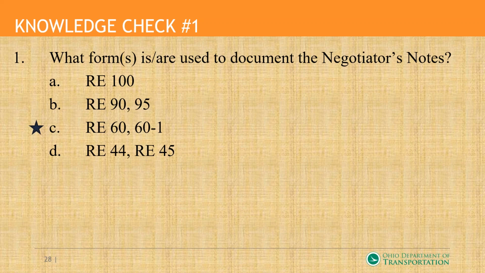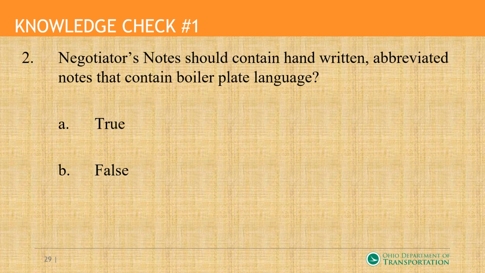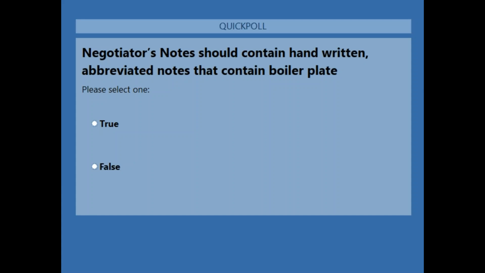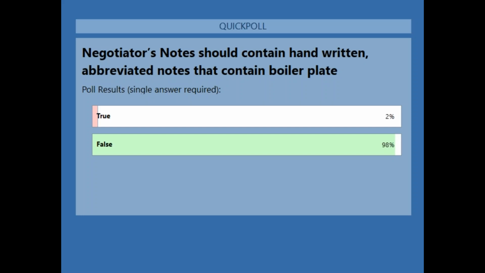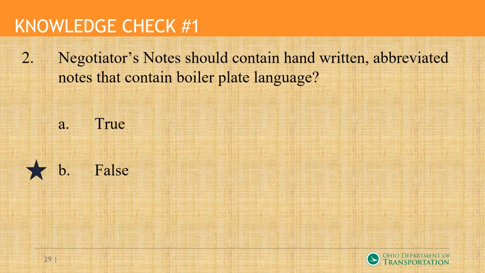Okay, going to the next question. This is a true-false question. Negotiators' notes should contain handwritten, abbreviated notes that contain boilerplate language. True or false? Okay, we're up to that 80%, so I'm going to close it out. Share the poll results. 2% said true and 98% said false. I'll hide the poll results if you could show them the correct answer.